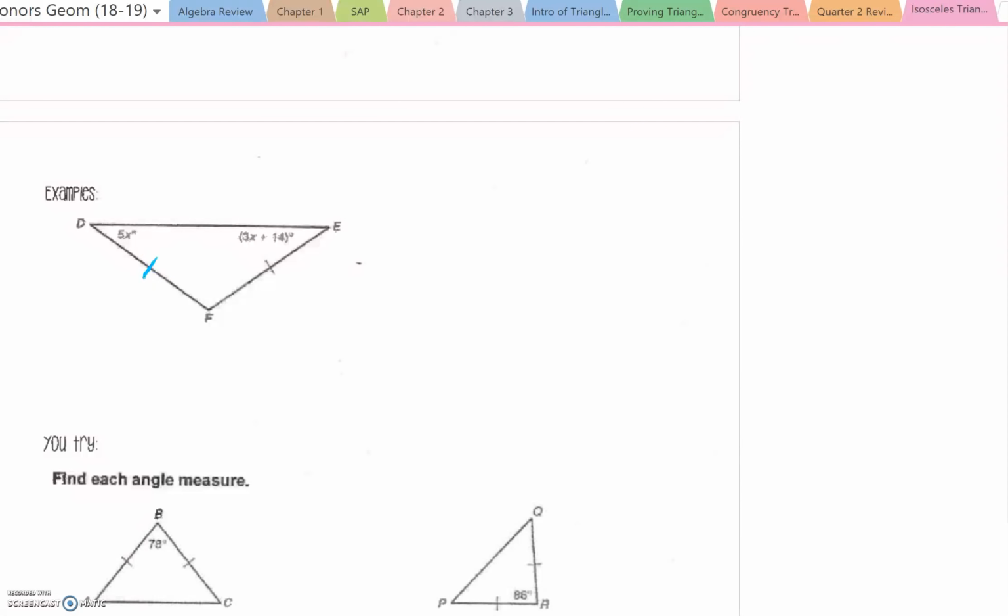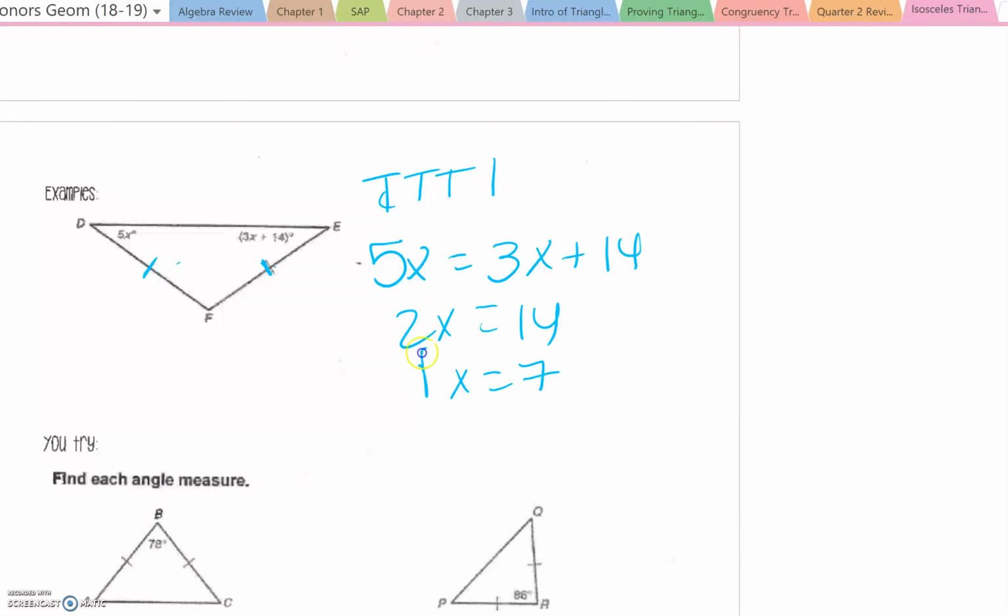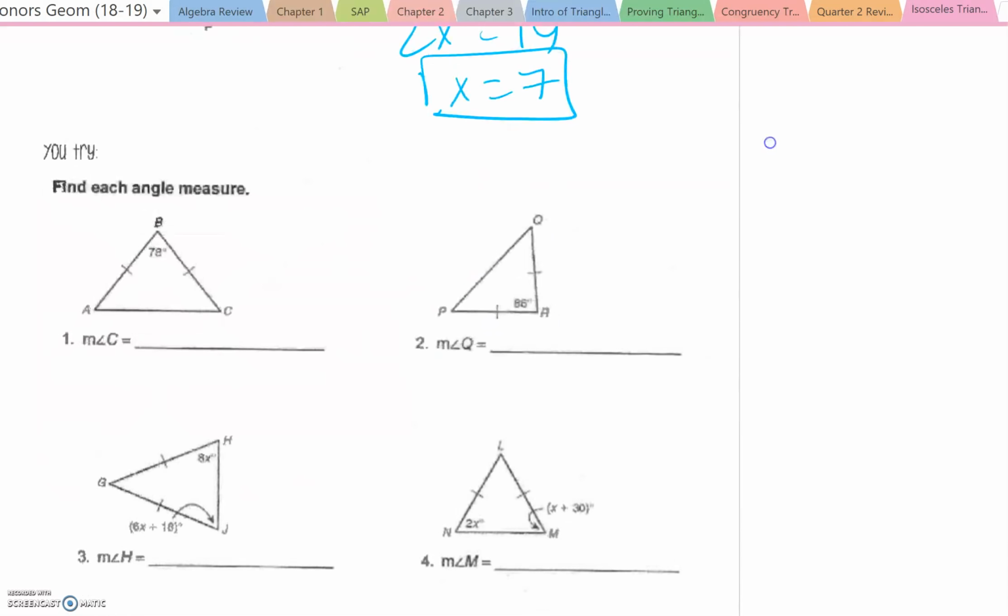Easy enough. So here's the first one. Again, this should really just be a review, but we now officially have names for these theorems. So I have two legs that are the same. That's ITT1. I'm going to set the base angles equal to each other. This becomes 2x is 14, x equals 7.